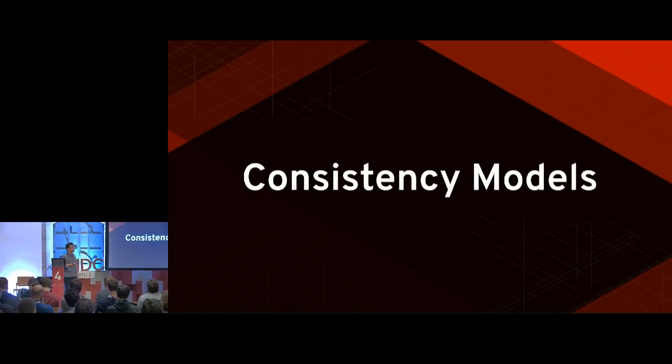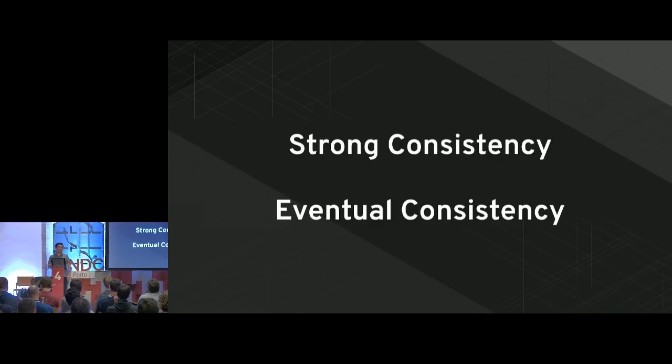First of all, some consistency models. I don't know if anybody here studied distributed systems. What I'm going to tell you right now is an oversimplification of the concepts just for teaching purposes. And I'm only going to discuss two different models: strong consistency and eventual consistency, in particular a subtype of eventual consistency, which is strong eventual consistency, which is different from sequential eventual consistency, and I'll explain why.